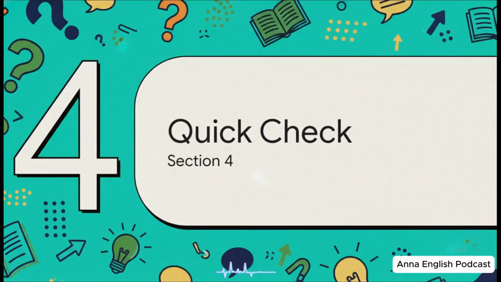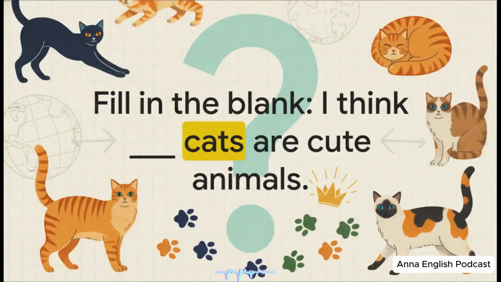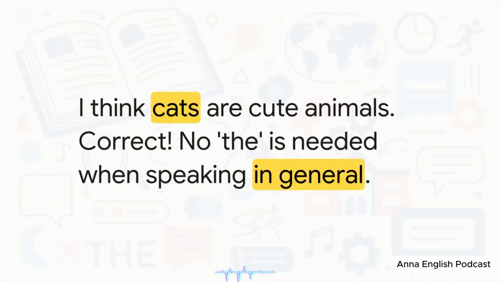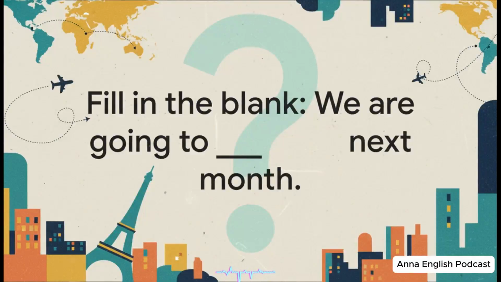Okay, it is time to test your new knowledge. Let's do a quick, simple check. No pressure, you're going to do great. Okay, think about it for a second. Are we talking about all cats everywhere in general? Or are we talking about some specific cats you can see right now? Just apply that golden rule. That's it. No the. Why? Because we're making a general statement about all cats. Simple as that.